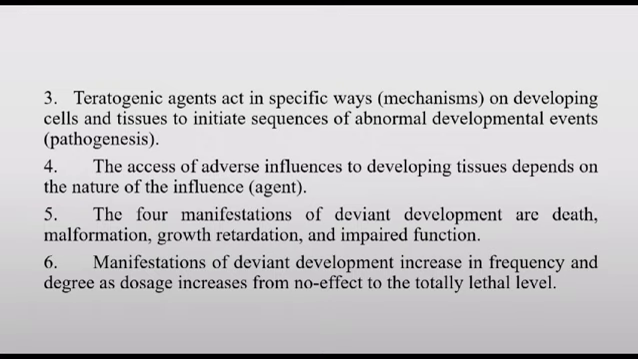Third principle is teratogenic agents act in specific ways on developing cells and tissues to initiate sequences of abnormal developmental events. Number 4 is the access of adverse influences to developing tissues depends on the nature of influence. Number 5 is the four manifestations of deviant development are death, malformation, growth retardation, and impaired function. And sixth principle is manifestation of deviant development increases in frequency and degree as dosage increases from no effect to the totally lethal level.